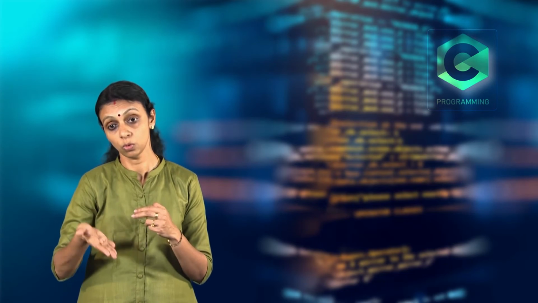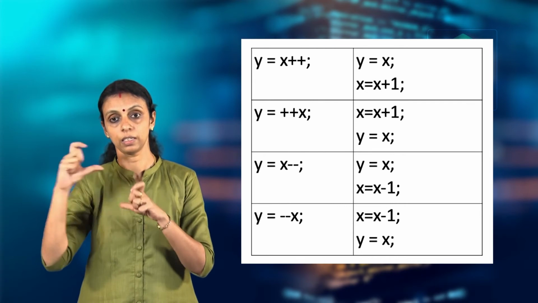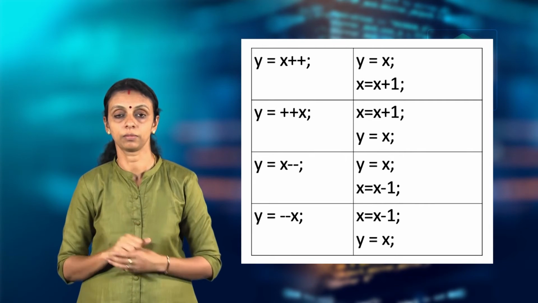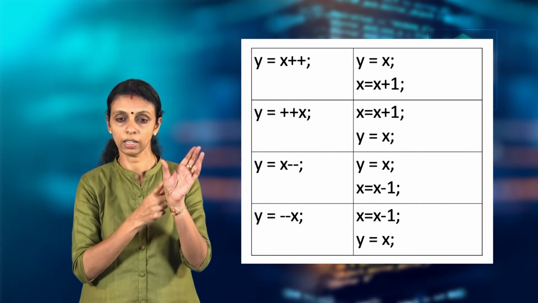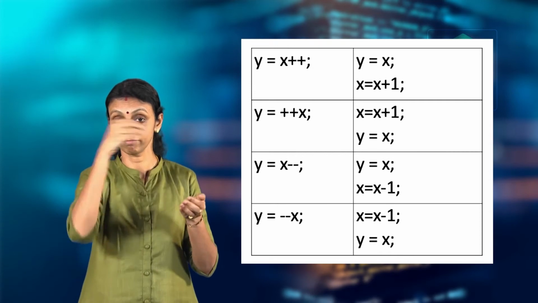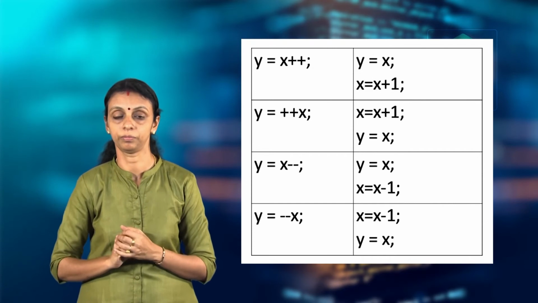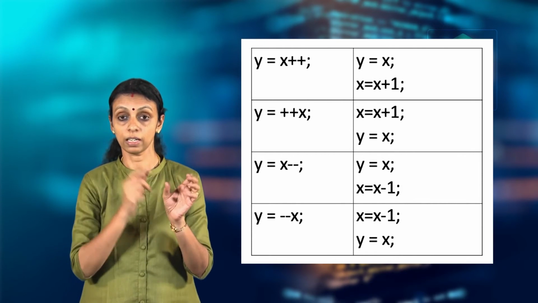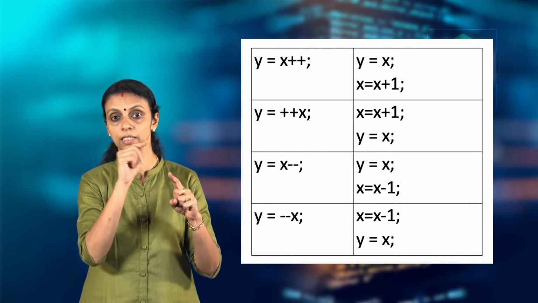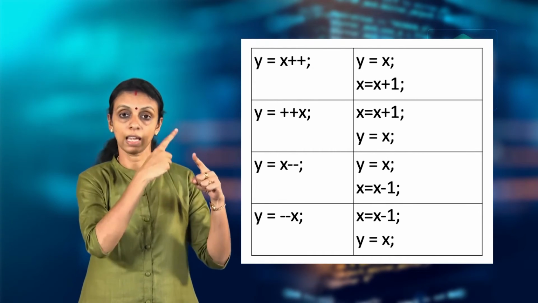Similarly, post-decrement and pre-decrement operators. X minus minus is post-decrement, minus minus x is pre-decrement. Y is equal to x minus minus. Here first x value is stored in y, then 1 is subtracted from x and stored in x. Y is equal to minus minus x. First 1 is subtracted from x, then that value is stored in x.